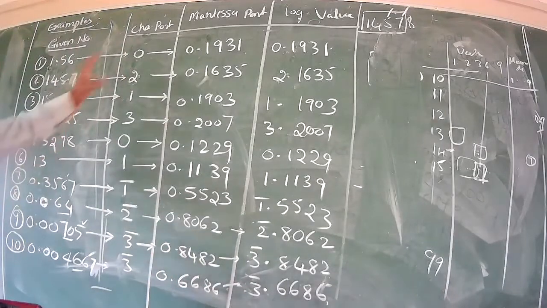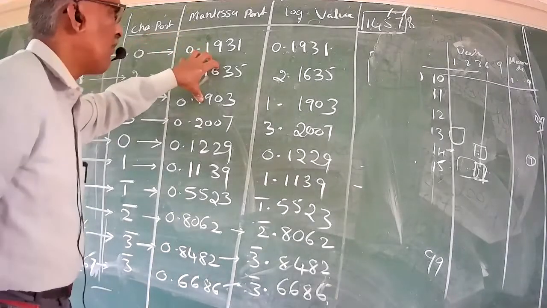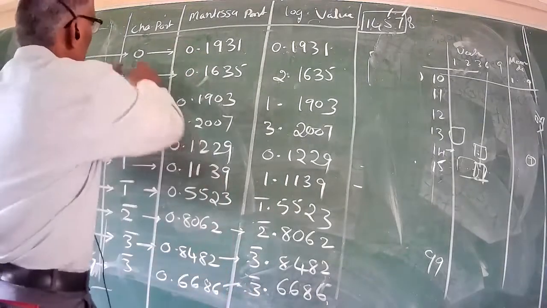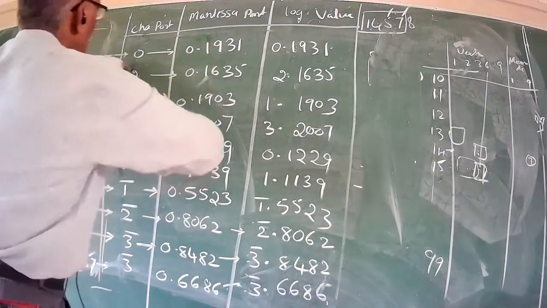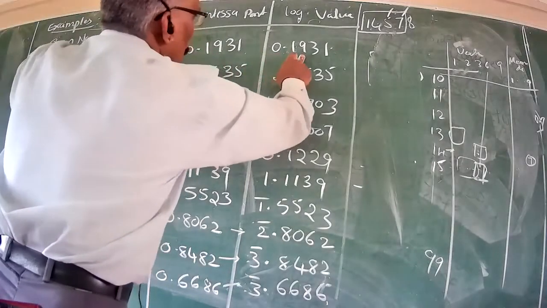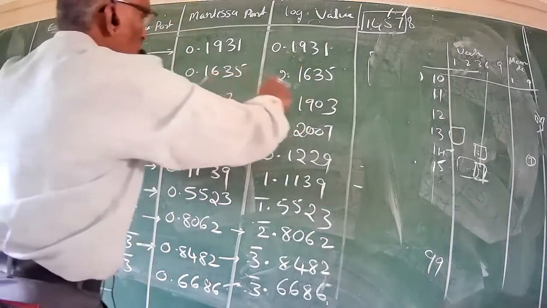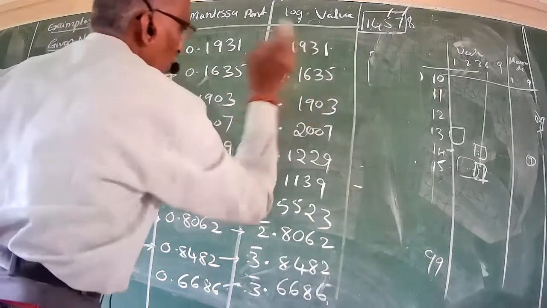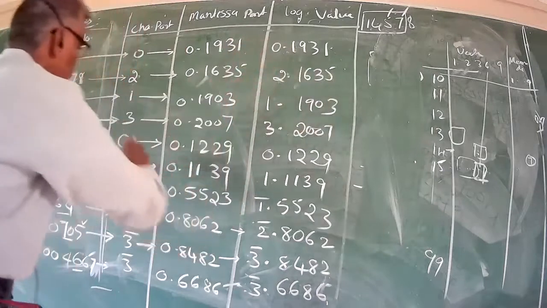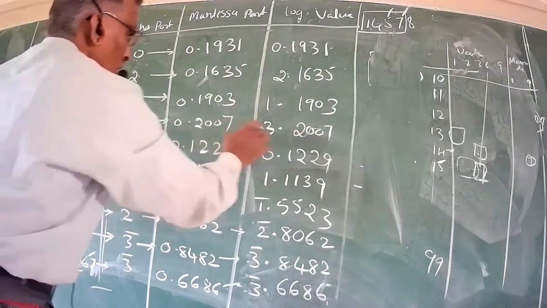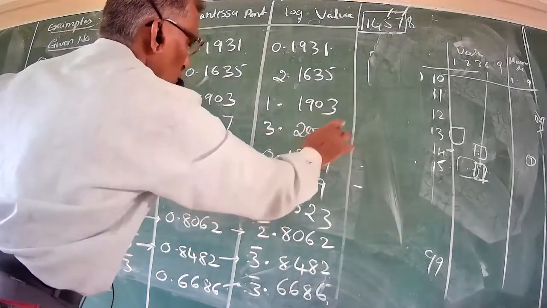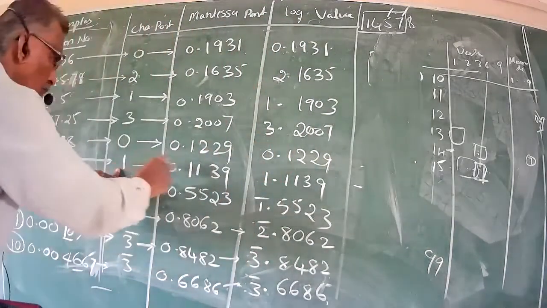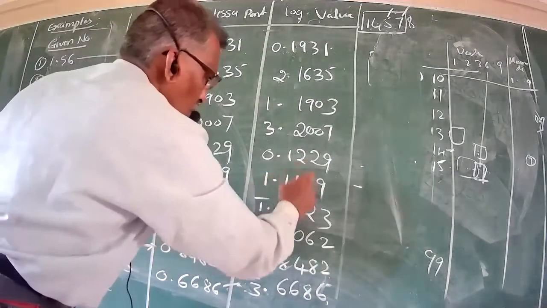So this is the characteristic part. This is the Mantissa part. Next, the log value becomes this plus this. So 0 plus this is 0.1931. Next is 2.1635. Then 3 plus this is 1903. Here 3 plus this is 3.2007. This is again 1229. This is 1 plus this, 1.1139.